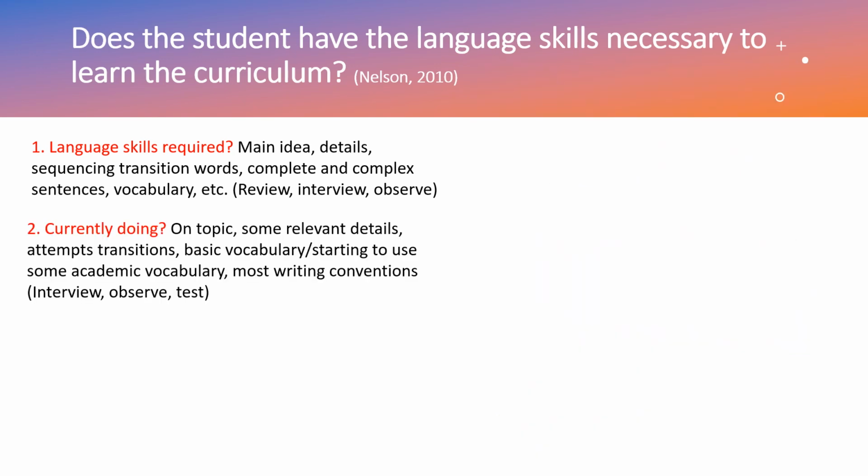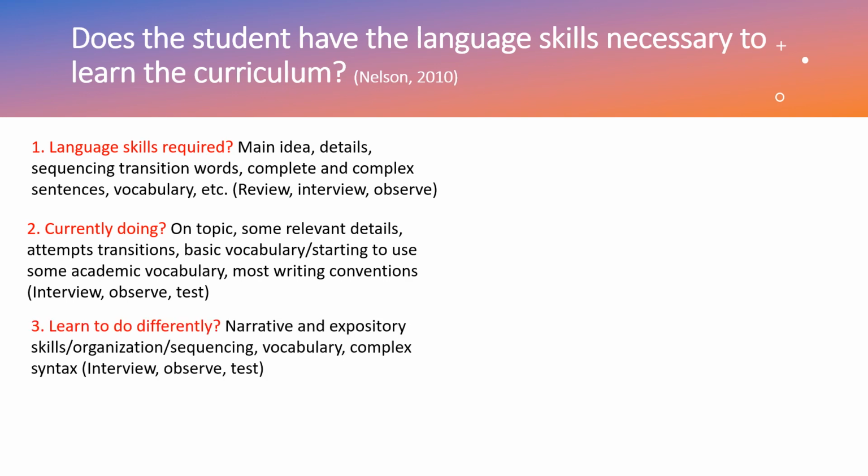Next, I'm going to reflect on, what is Julie currently doing? She's on topic most of the time. She has some relevant details. She's attempting transitions, and the teacher shared she's using basic vocabulary, sometimes starting to use academic vocabulary, so that's good. And she's using some writing mechanics or conventions like punctuation, capitalization, working on spelling, so that's good.